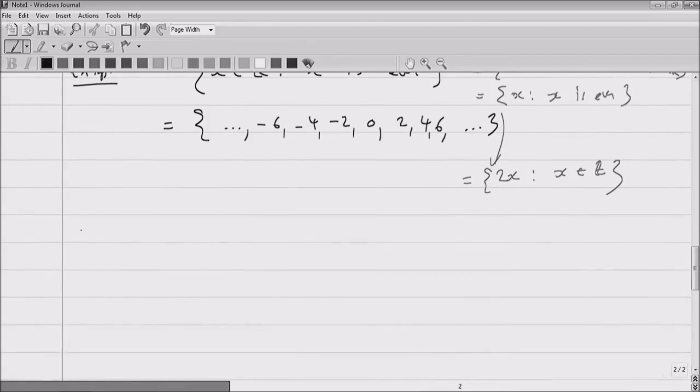Okay, so now, using set builder notation, we can define Q. Q is the set of all m over n such that m and n are in Z and n is not equal to 0. So that's the rational numbers, right?